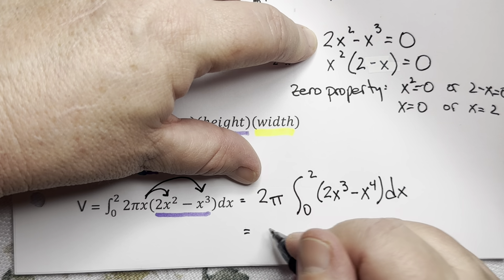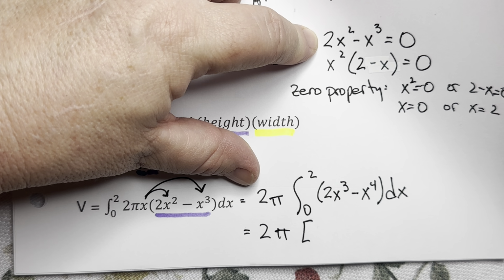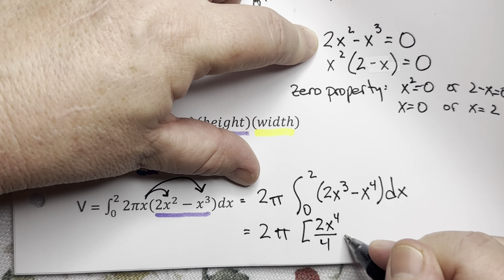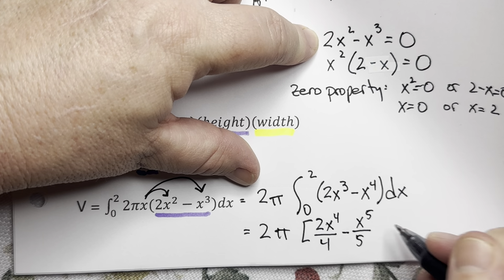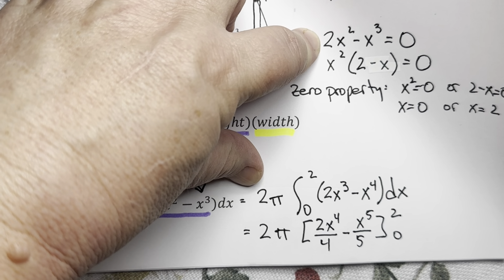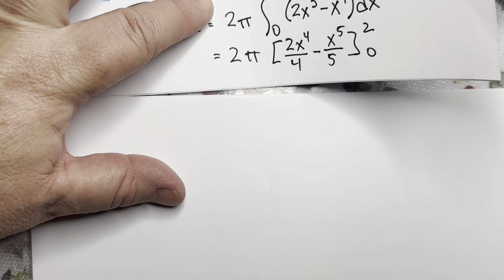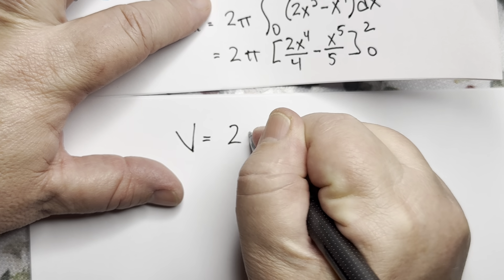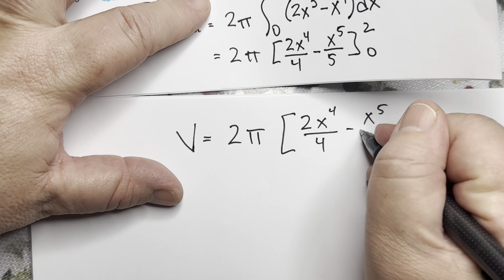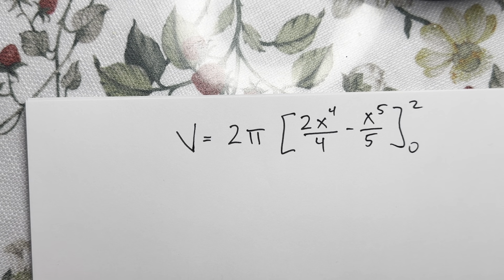And then I get 2 pi times, and here I have to use the power rule. Again, very nice and simple for these. This is going to be 2x to the 4th over 4 minus x to the 5th over 5. And I'm going to evaluate that between 0 and 2. I've got another piece of paper all ready for us. So the volume is going to be 2 pi times the quantity 2x to the 4th over 4 minus x to the 5th over 5 between 0 and 2. Woohoo!